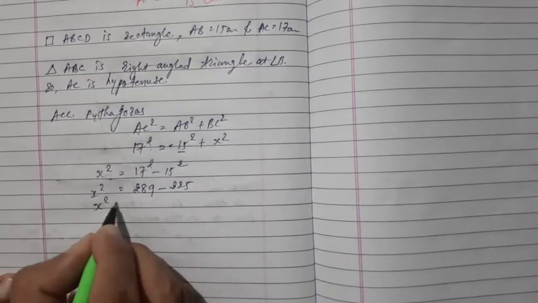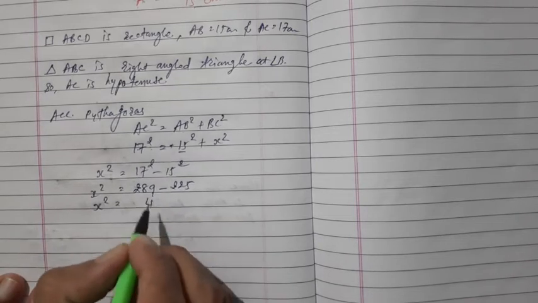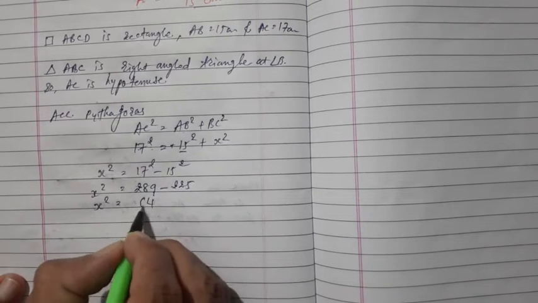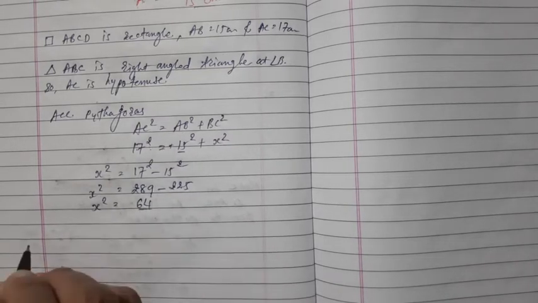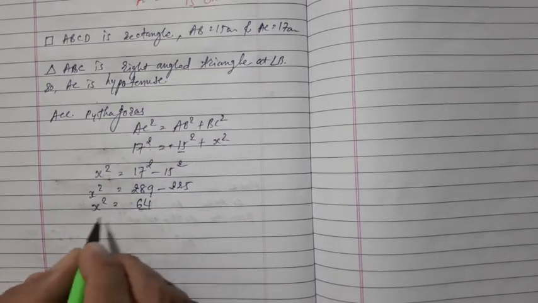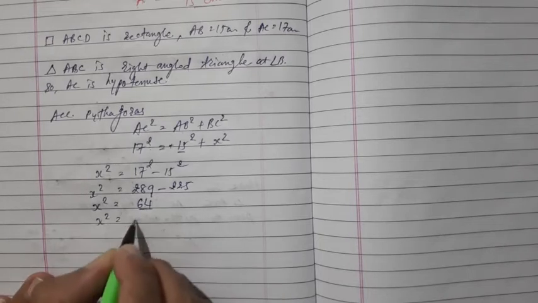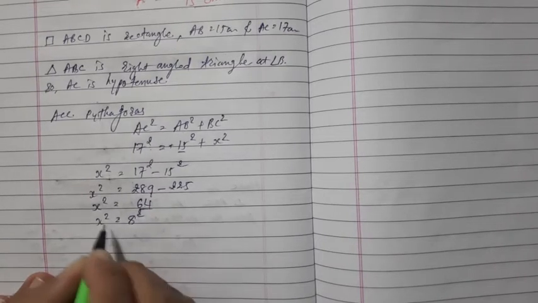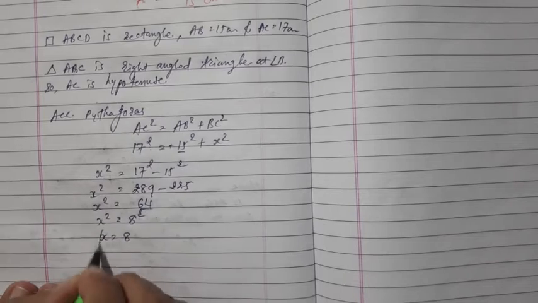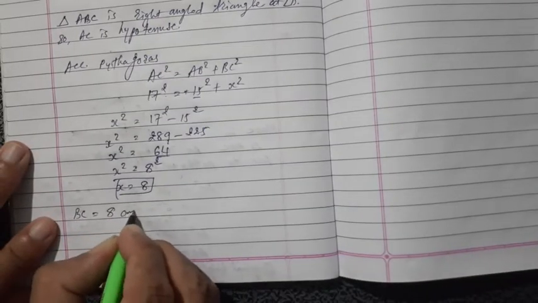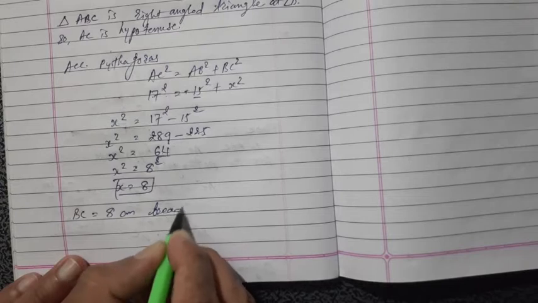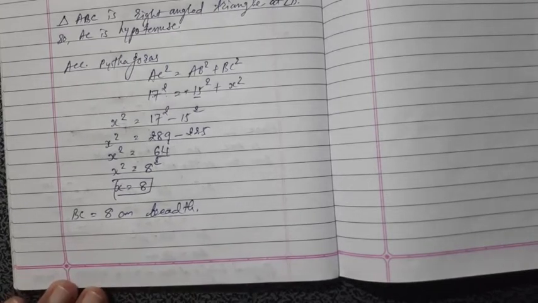So x square equals 64: 9 minus 5 is 4, 8 minus 2 is 6, and 2 minus 2 is 0. Now write down 64 in square form, otherwise find the square root of 64. So x square equals 8 square. Square is cancelled, so x equals 8. That means BC equals 8, because x means BC. So BC equals 8 centimeter. That is the breadth, because BC is the breadth.